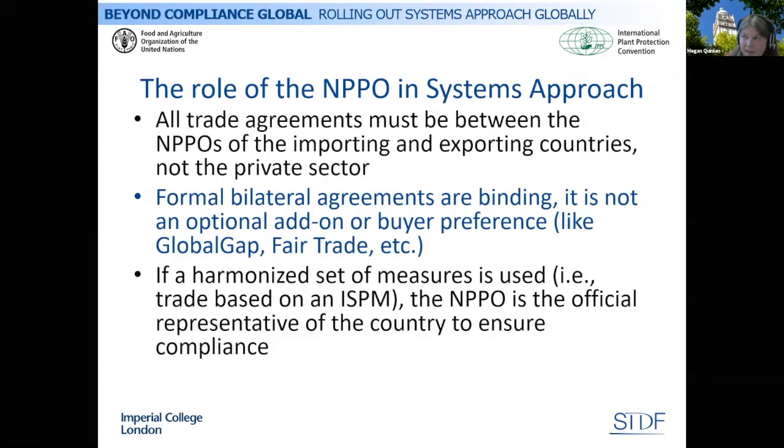So my last point is just to say that the NPPO is critical for working with systems approach. Some countries have governments that do not fund the NPPO sufficiently, or there's not enough resources available, or there aren't enough people, or there's turnover in staff. All of this is a challenge, but the NPPO is in charge. So please do not be intimidated if you have a private sector that appears to have much more than you have, or is way ahead of you.